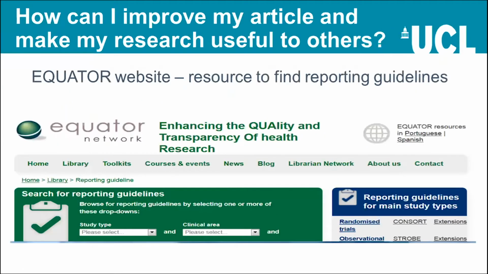And as a final thing, what I wanted to say is, one thing you can really improve in your study, even if you've just finished it and it's all done and you can't change the design now, is you can think about how you report it and make it useful to others. A really amazing resource is the NCITA website, where you can go and find different reporting guidelines.